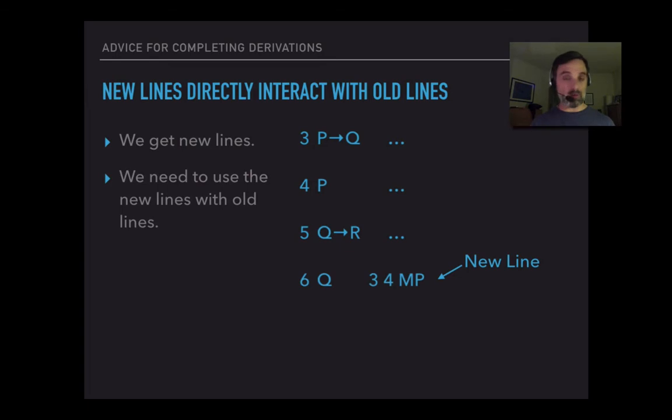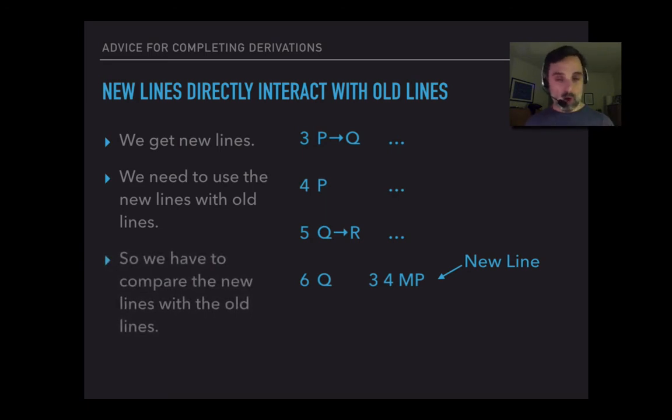Probably things get more complicated, maybe not, but for right now you're going to use your new line in conjunction with some of the old lines, hopefully. So you have to compare your new line with your old line and see, well, how do they interact? And you can see, aha, 5, one of my old lines, is if Q then R, and for modus ponens I need the antecedent, and my new line is the antecedent, so I can apply modus ponens directly to an old line, line 5, and my new line, line 6. And that's very nice. My new line, line 6, interacts immediately with the old line.